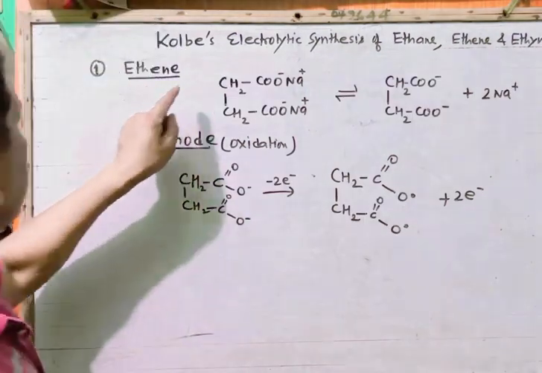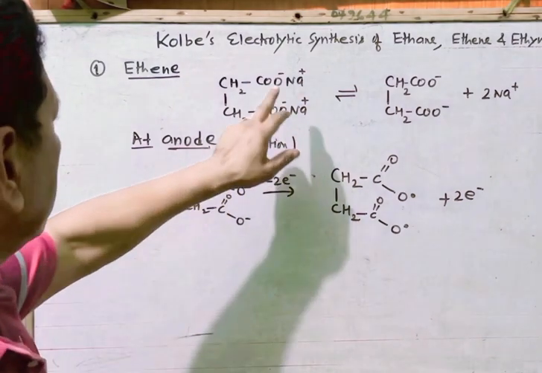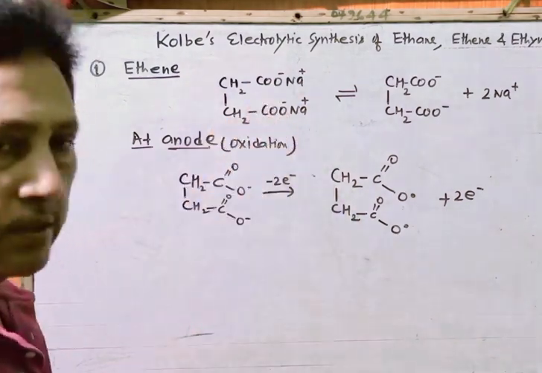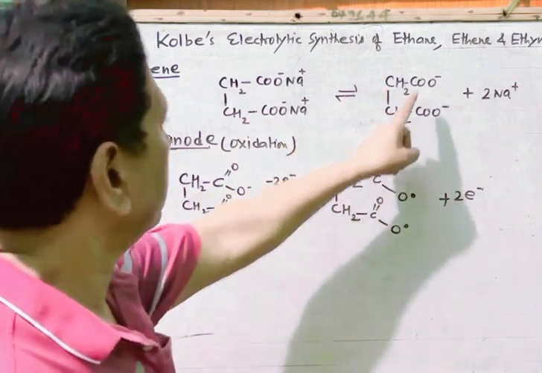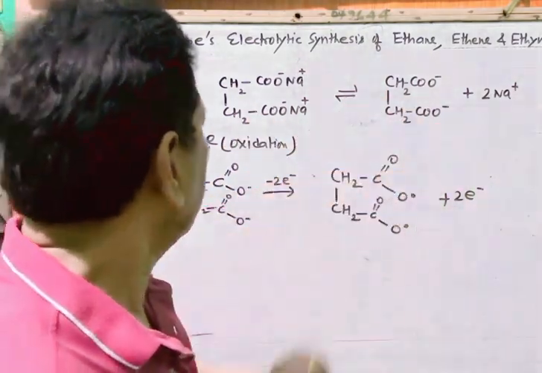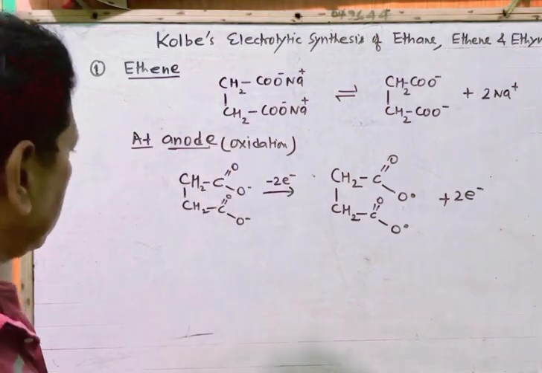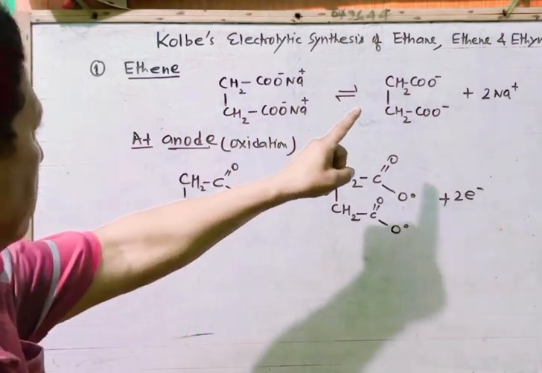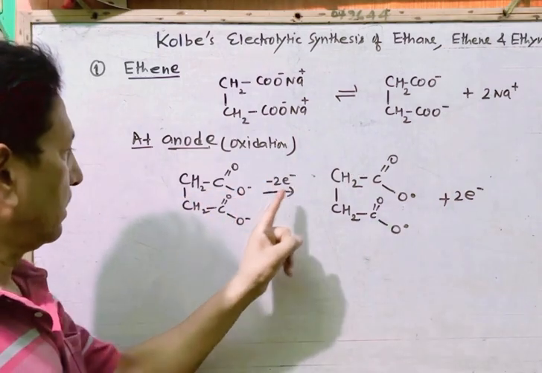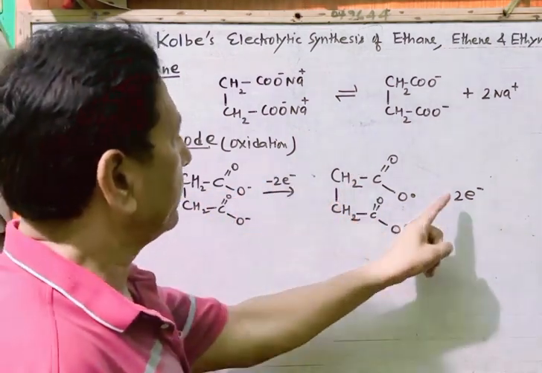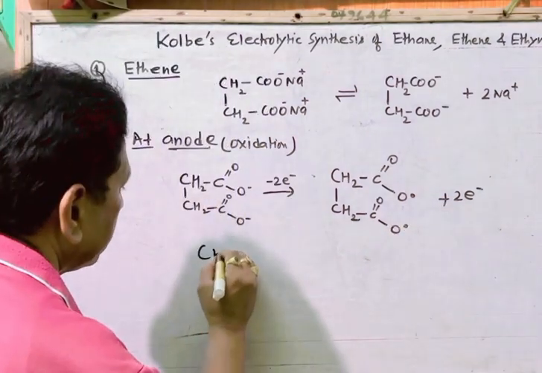Similarly, ethene can be synthesized electrolytically from the sodium or potassium salt of succinic acid. Succinic acid at first dissociates like this to give the succinate ions and the sodium ions, and at the anode terminal oxidation occurs. The succinate ions now liberate two electrons, and it becomes a succinate free radical, and two electrons are also liberated.